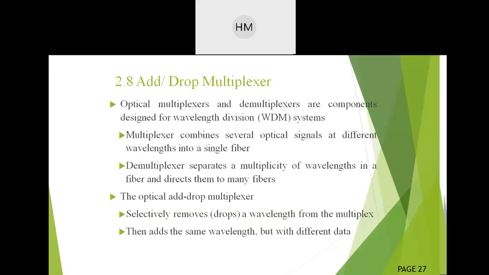Then add drop multiplexer. We have seen wavelength selective devices, where we saw simple multiplexers and demultiplexers. Then add drop. What is the role of this add drop multiplexer? Multiplexers and demultiplexers are the components designed for WDM systems. I have to make a complete wavelength division multiplexer system, and its key components are multiplexers and demultiplexers. Multiplexer combines several optical signals at different wavelengths into a single fiber. Demultiplexer separates a multiplicity of wavelengths in a fiber and directs them to many fibers.